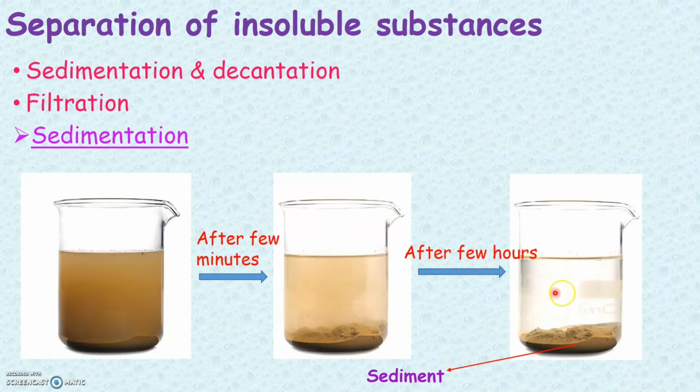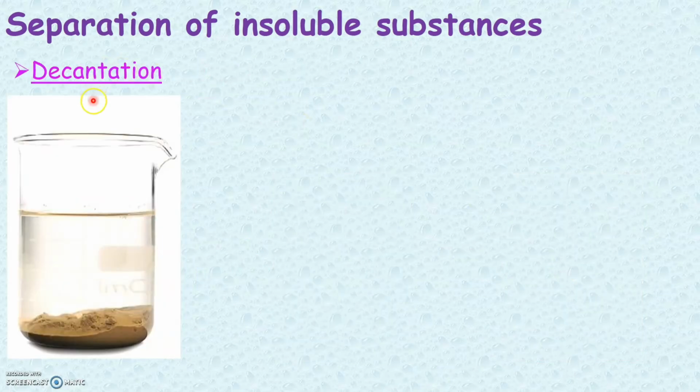Now we are able to differentiate between the clear water and sand particles. This process of settling down of all the insoluble impurities is called sedimentation. Now let us see how we separate this sand from clear water. In order to do that, we need to carry out the process of decantation. Now let us see what is decantation.